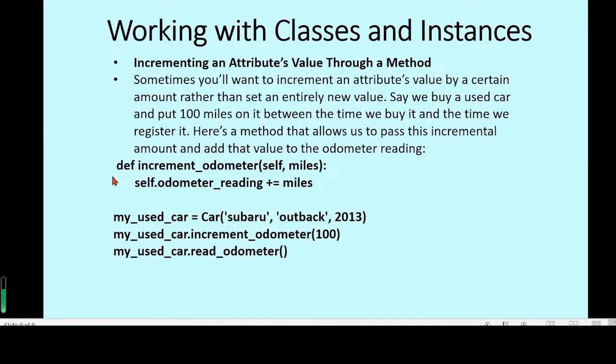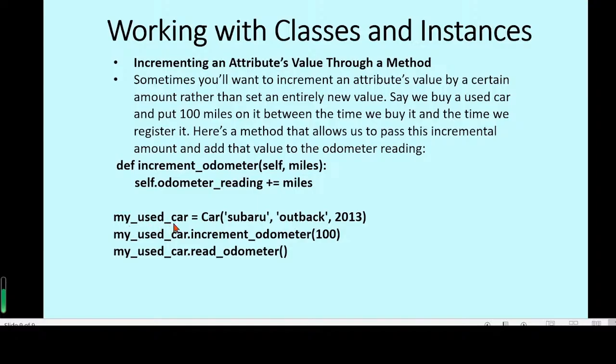We can define a function called increment_odometer, with two parameters: self is the car and miles is the increment value. Inside the function, we write self.odometer_reading += miles, which means the odometer reading attribute of this car will be incremented with the value miles, which has been passed to the function.